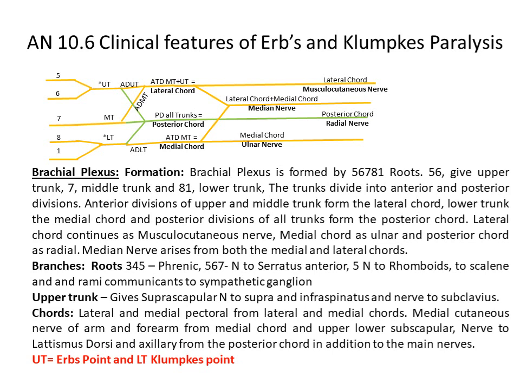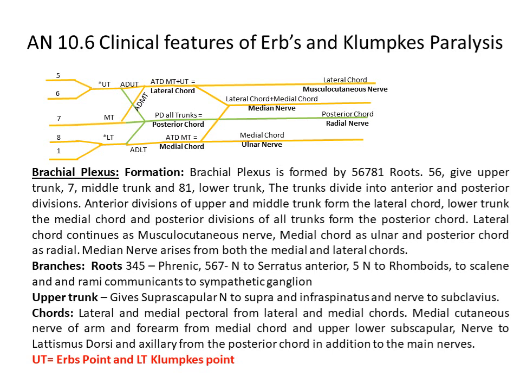So, first of all, we learn the formation of the brachial plexus. If you state as I state, then you will remember the formation by heart. The brachial plexus is formed by 5, 6, 7, 8, 1 roots. 5, 6 gives upper trunk, 7 middle trunk, and 8, 1 lower trunk. The trunks divide into the anterior and posterior divisions.